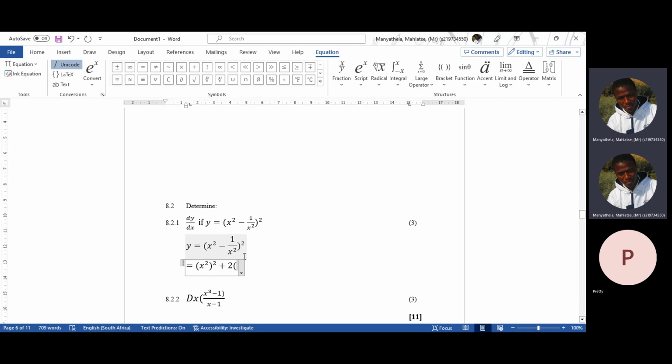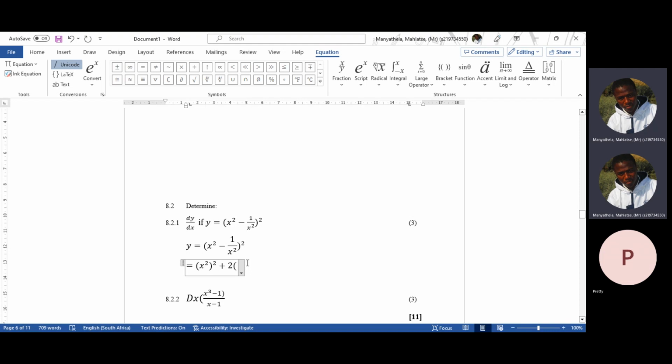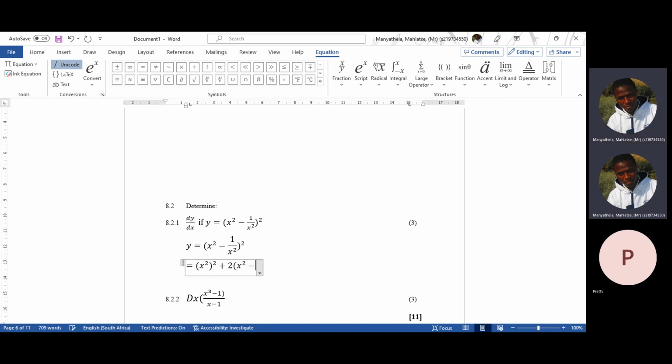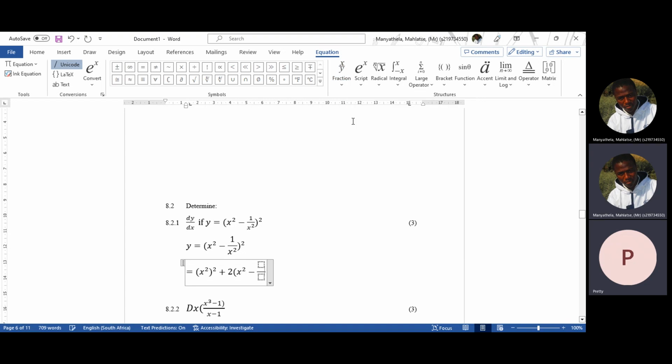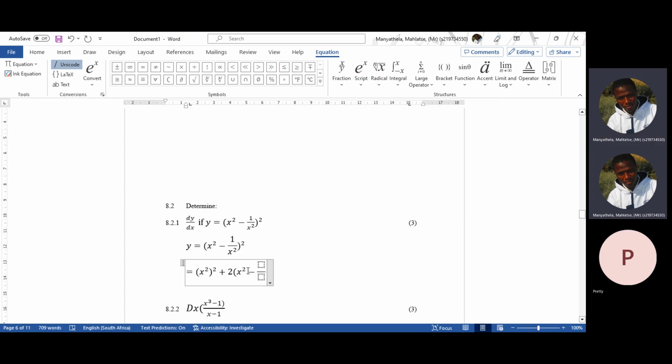Okay, even the last term, we can simplify it before we square it. Here we will have x squared multiplied by negative 1 over x squared. Then we square the last term.